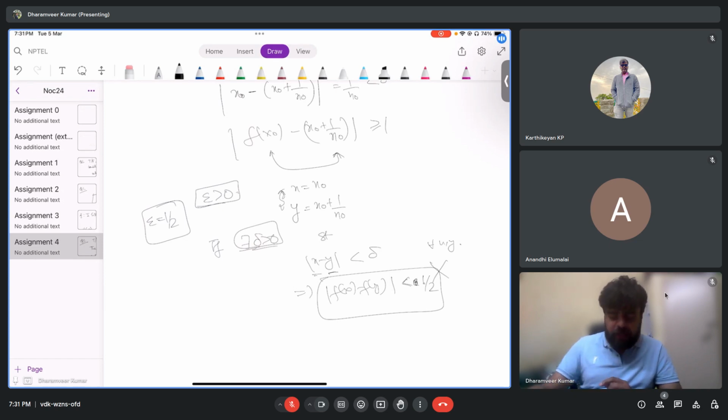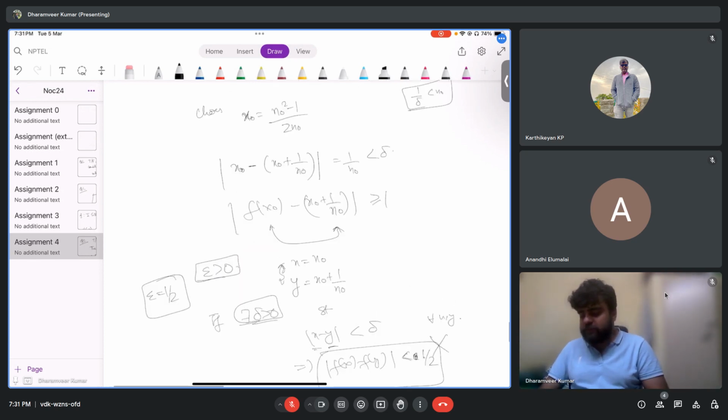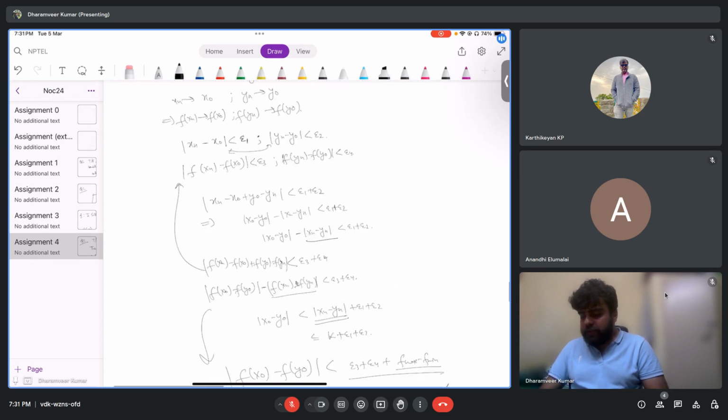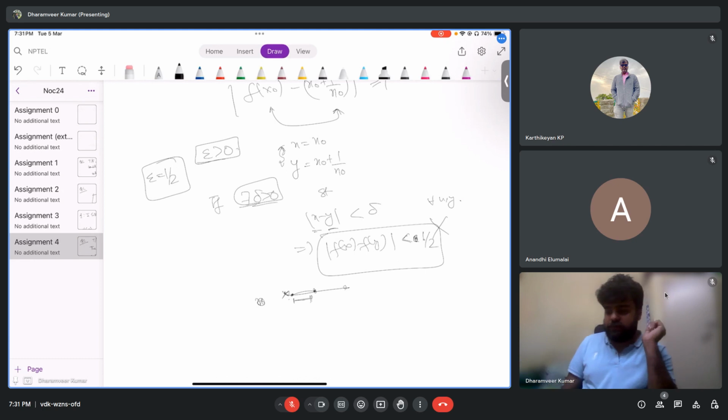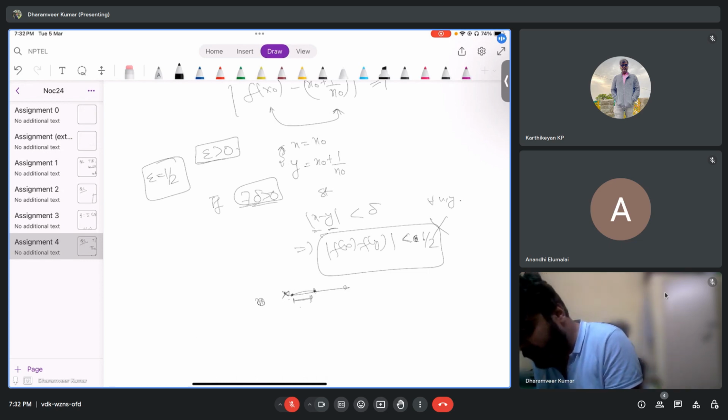No matter what delta you choose, I can always find 2 points x and y such that this is not valid. And where am I finding these points? One point can be anywhere from 0 to infinity, any positive point, but the second point is always at least, sorry, 1 over n naught away; the distance between them is at least 1 over n naught.